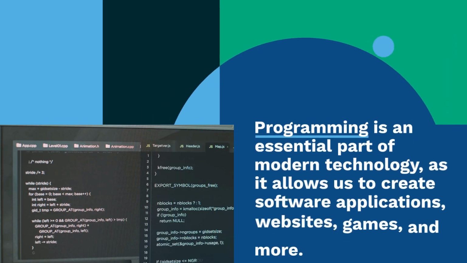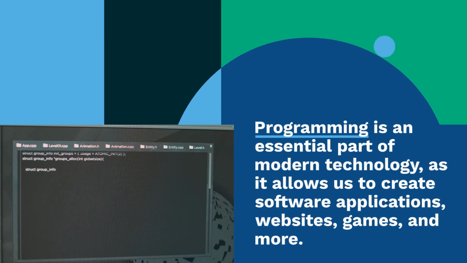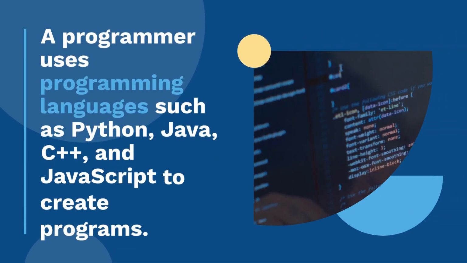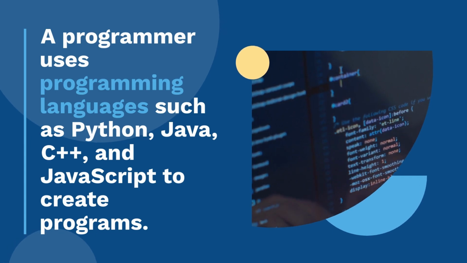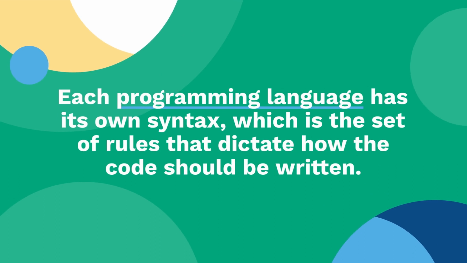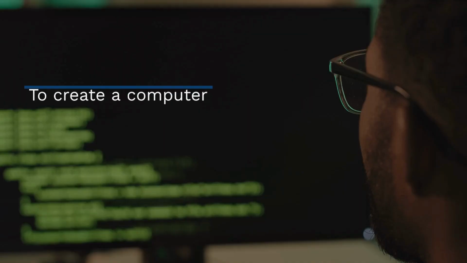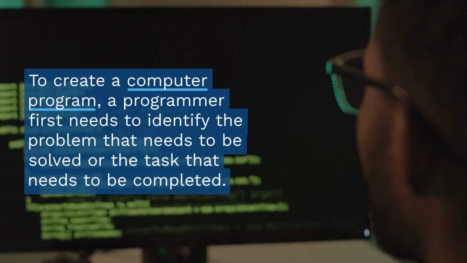Programming is an essential part of modern technology, as it allows us to create software applications, websites, games, and more. A programmer uses programming languages such as Python, Java, C++, and JavaScript to create programs. Each programming language has its own syntax, which is the set of rules that dictate how the code should be written.